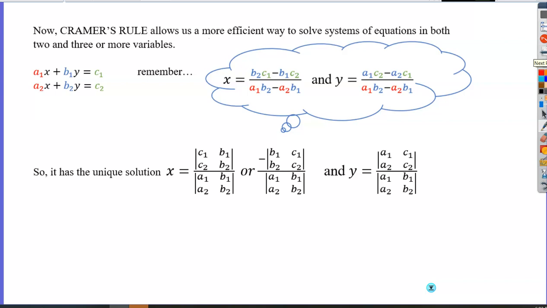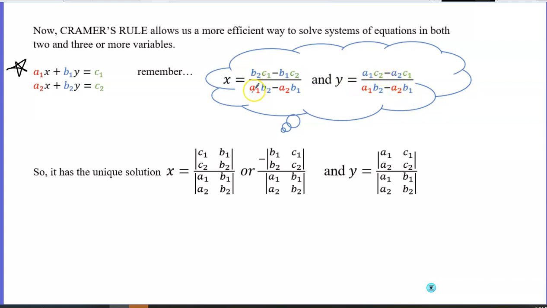Now, something called Cramer's rule allows us a more efficient way to solve the systems that I was talking about earlier, using 2 or 3 or more variables. So, okay, let's go back to this one that we were remembering from earlier. So here was our initial situation. Remember, this goes back to the pages that we had done before. We had said that x was equal to this and y was equal to this, okay?